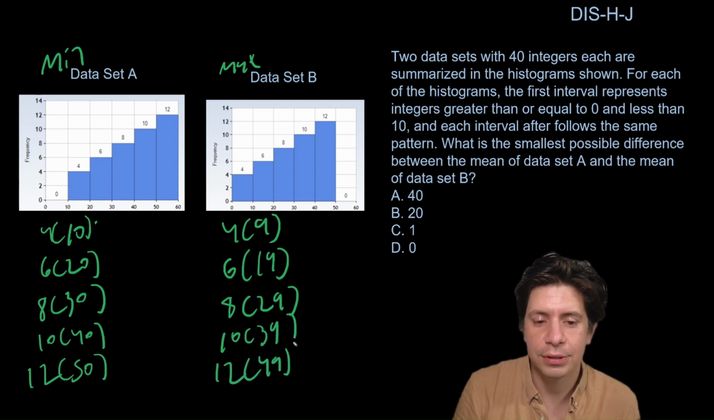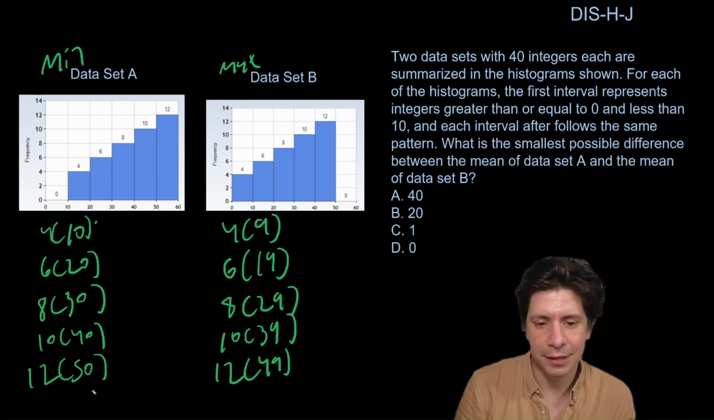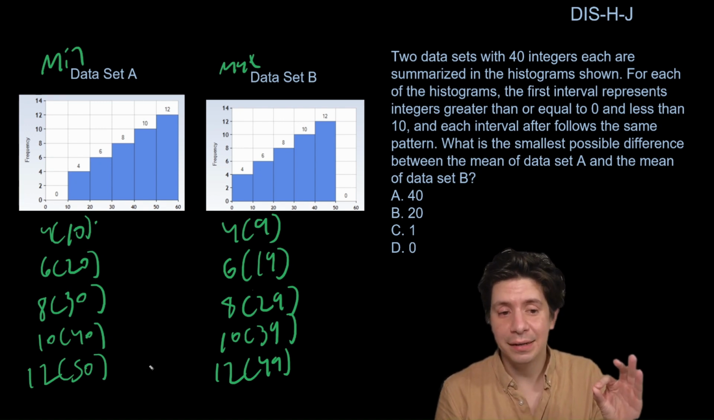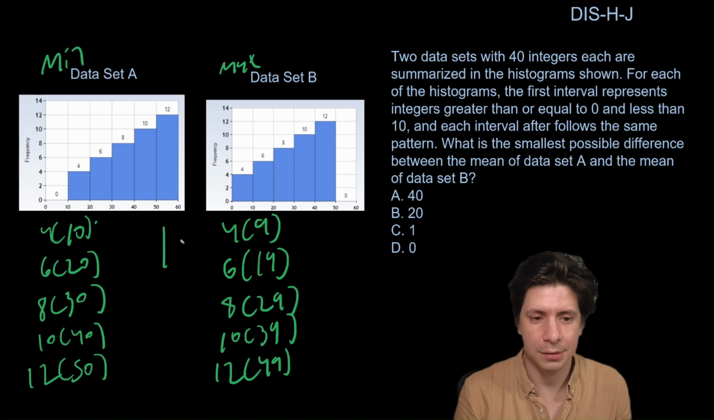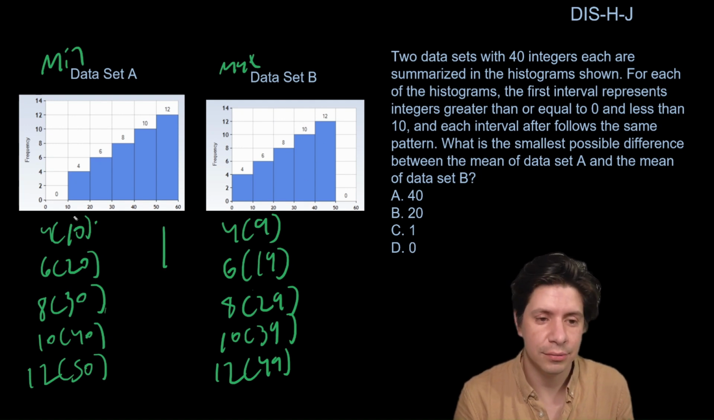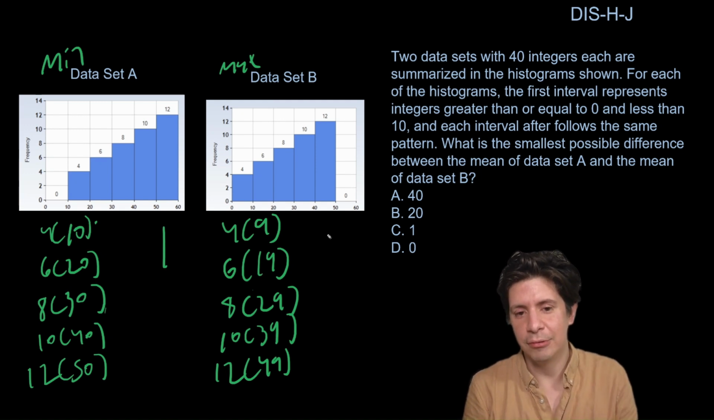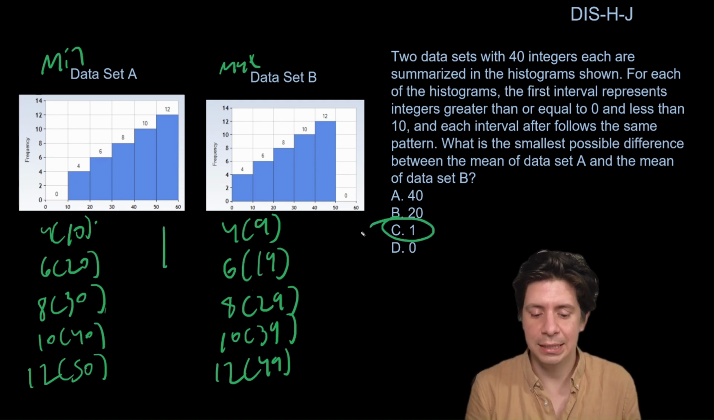Now what I want you to notice is how everything in this is 1 less than everything here. So then its mean difference is going to be 1. You could multiply it out, then divide by 40 and find it, but I'm not going to do that because you don't need to do that. So what you do, right, is you find the difference here is 1, 1, 1, 1, 1. So everything's 1 less here, so the mean would be 1 less. We're going to have C.